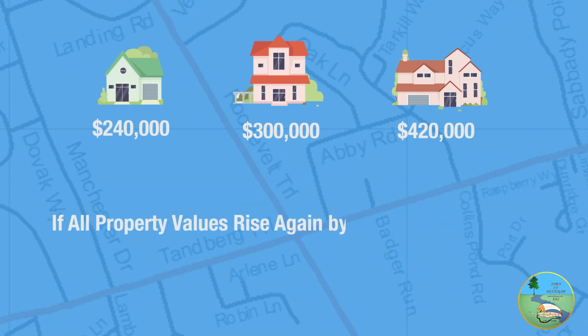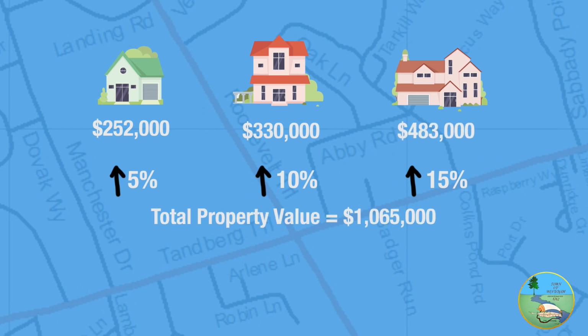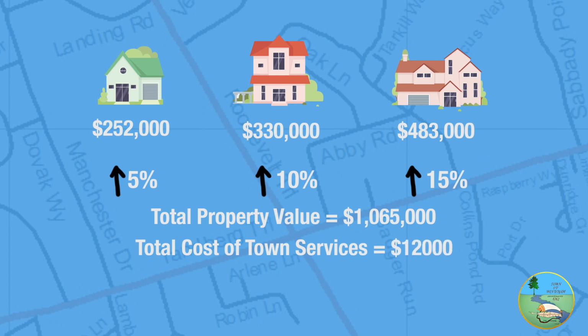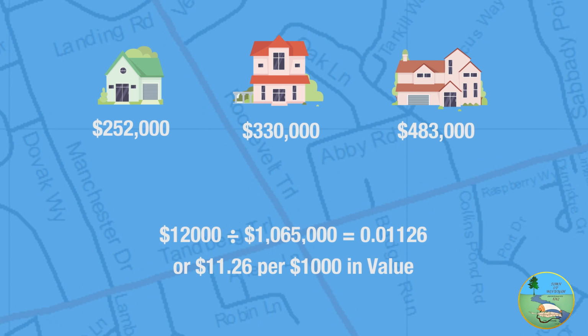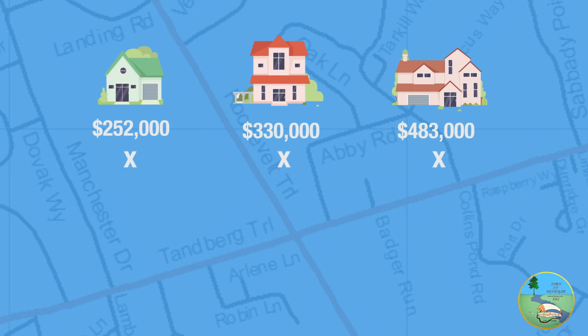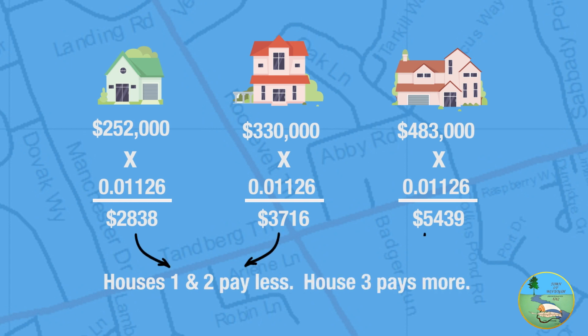Now, if all property values rise again by different percentages, say 5% for the first house, 10% for the second, and 15% for the third, after we do that calculation, we end up with a total property value of $1,065,000. Again, the cost of town services has remained the same at $12,000. So when we do the same calculation this time, 12,000 divided by 1,065,000, we get a tax rate of 0.01126. Now when we calculate the taxes, we can see that house 1 and 2 pay less, while house 3 pays more, because the property values changed in relation to one another.